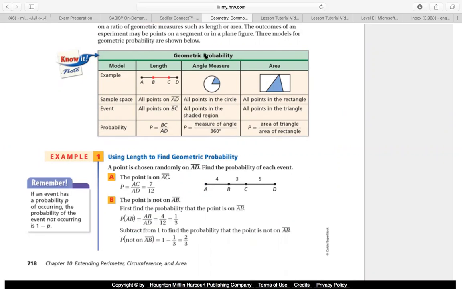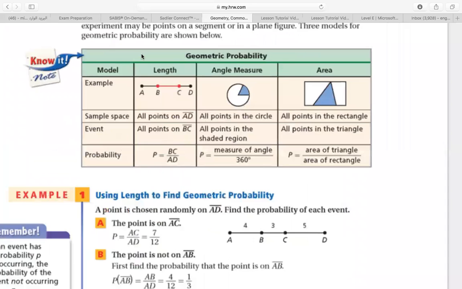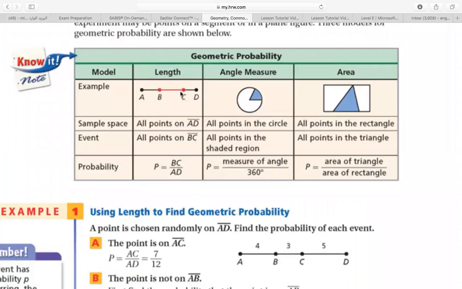If I want to know the probability of finding any point on BC, a part of a line here, this part is called BC. First of all, I will write the measure of BC up in the numerator. Down, I'm going to write the measure of the whole. The whole is AD. So up, I'm going to write the part that is mentioned, which is BC, and down I'm going to write the whole, which is AD.